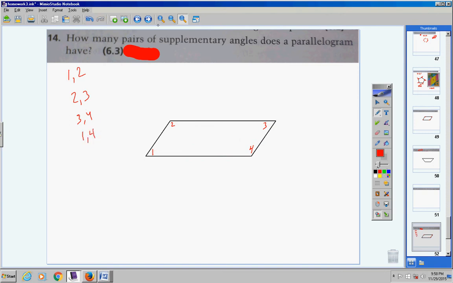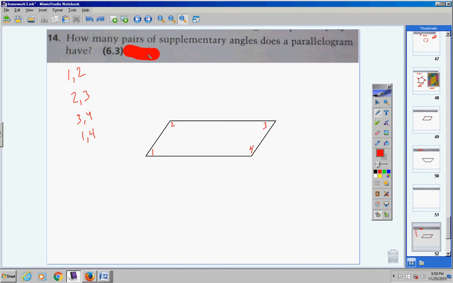So how many pairs of supplementary angles do we have? 4. Okay? 4 pairs. And some parallelograms would actually have 6 pairs. A rectangle is a parallelogram. Okay? And so these two would be, these two would be, these two, and these two. That's 4 pairs. And then these two would be supplementary, and these two would be supplementary because they're 90 and 90. But that's not true with every parallelogram.